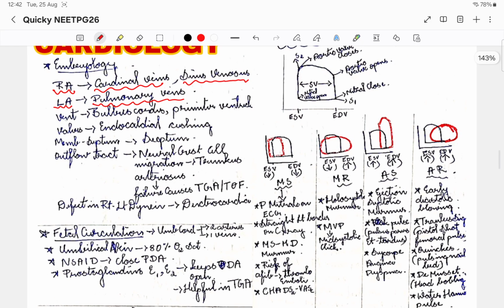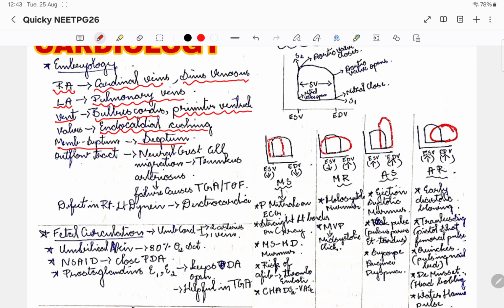Then coming to ventricles, they develop from the bulbus cordis. The proper ventricles will be the proper heart, right? So it is the bulbus cordis and the primitive ventricles that the ventricles develop from. Then coming to valves, all of the valves develop from the endocardial cushioning. Then the septum: the atrioventricular septum, interventricular septum, all these septums develop from the membranous septum.